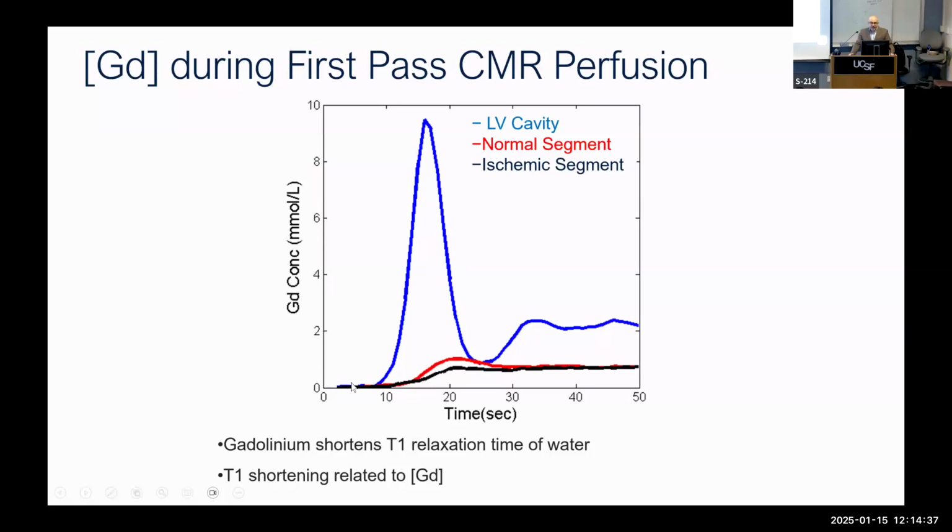So what actually happens is that when we inject it, you'll see a really large concentration in the LV cavity. The next thing that will light up will be normal segments, which will have both a faster upslope of the contrast and typically a higher peak than areas that are ischemic. Of note, the contrast agents are not intravascular, so they actually go into the interstitial space. And so this difference between the normal and the abnormal segments is actually transient.